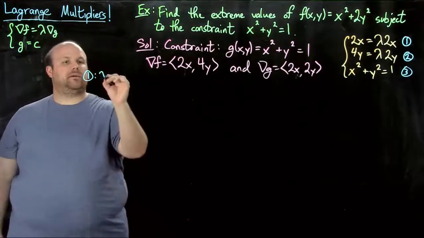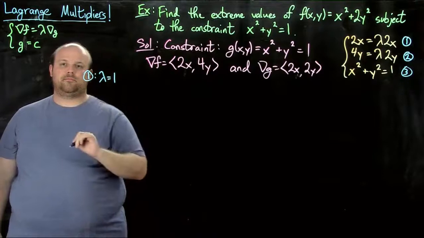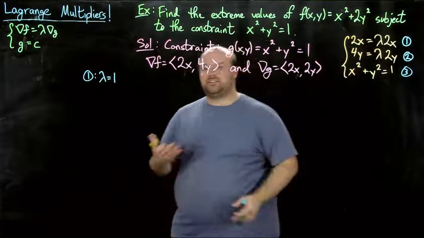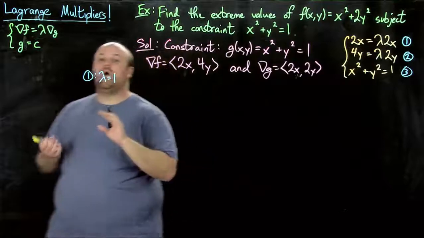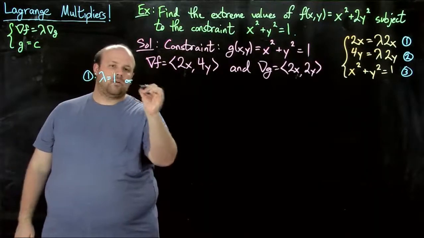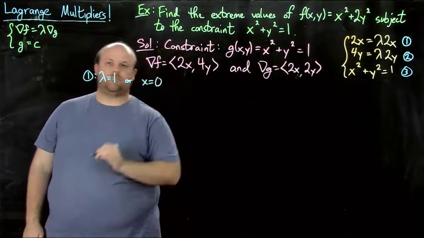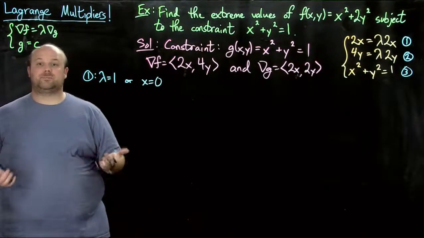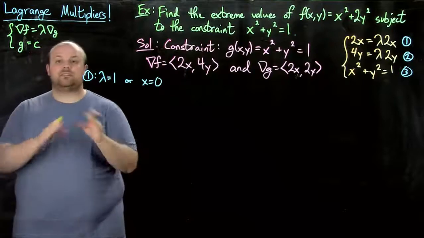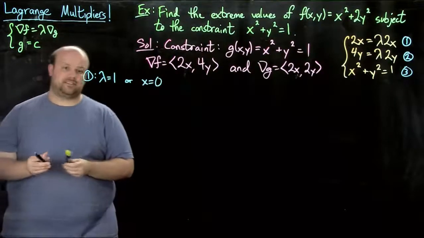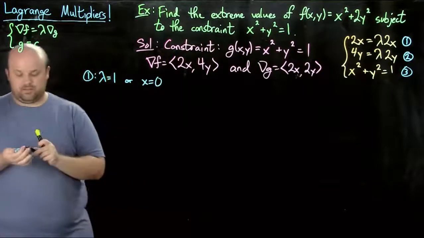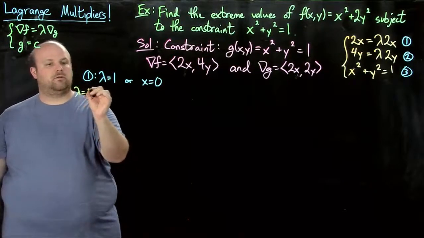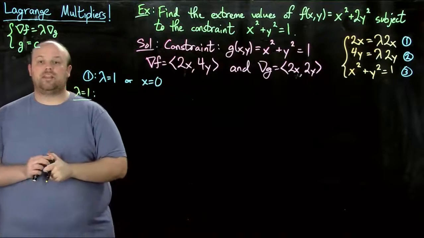Well, we could have lambda equals 1. That would satisfy this first equation, because then 2x equals 2x. Or we could have x equals 0, right? Because then it doesn't matter what lambda is, because both sides are 0. Right? So now we break this into our two cases. Right? So what if lambda were 1? What would happen there?